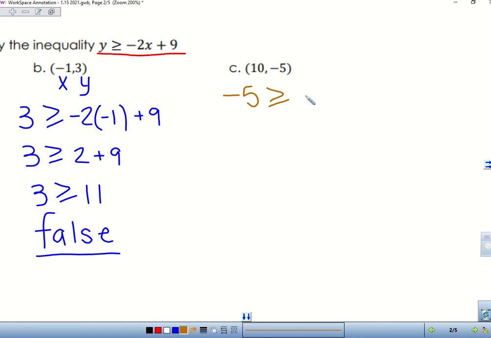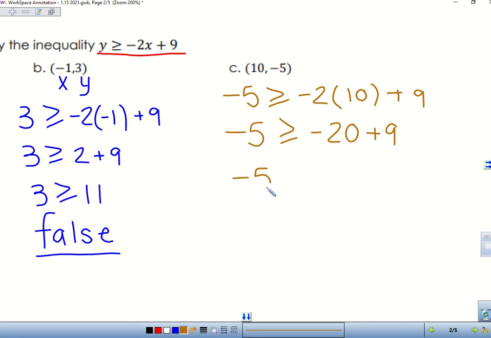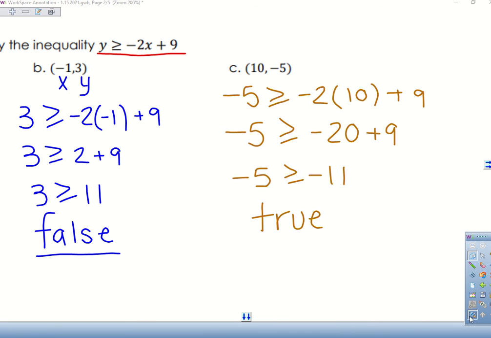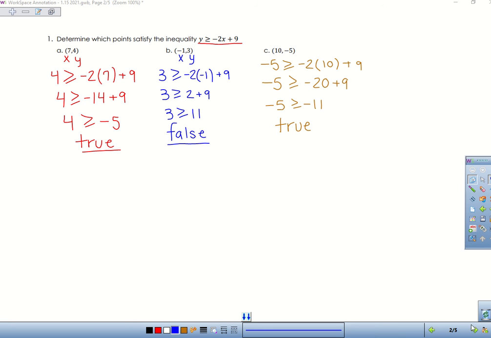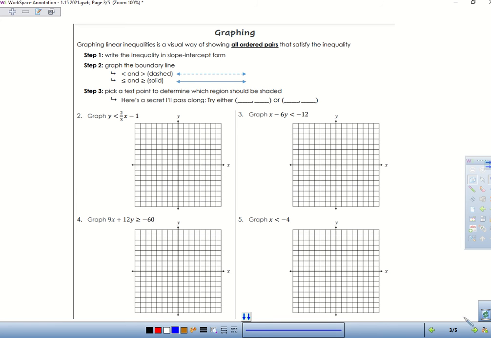Negative 5 is greater than or equal to negative 2 times 10, which is our x, plus 9. Negative 2 times 10 is? Negative 20. Good. Negative 20 plus 9? Negative 11. Good. Is negative 5 greater than or equal to negative 11? Yes. That is true. So does anyone have any questions about this concept, checking inequalities? Okay. So let's go ahead and try graphing.